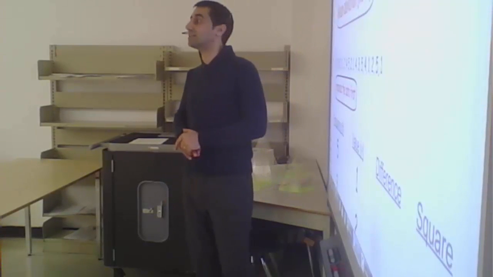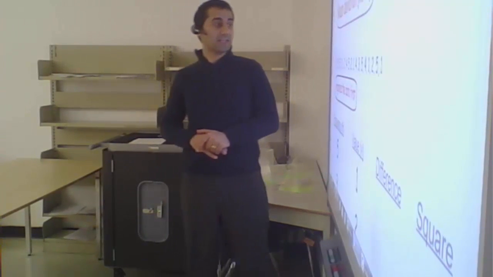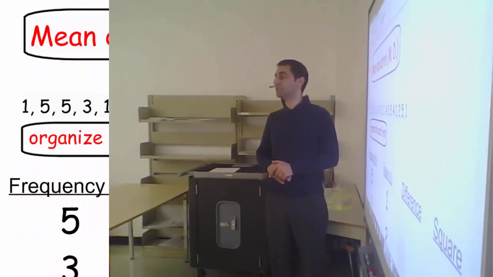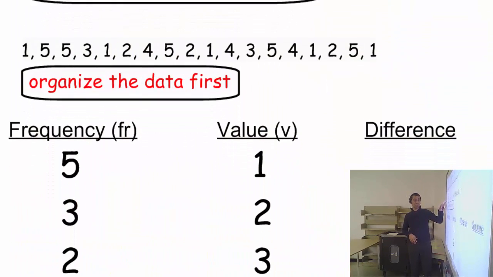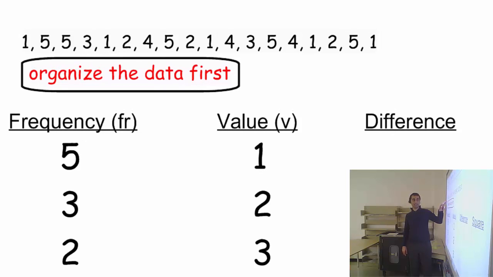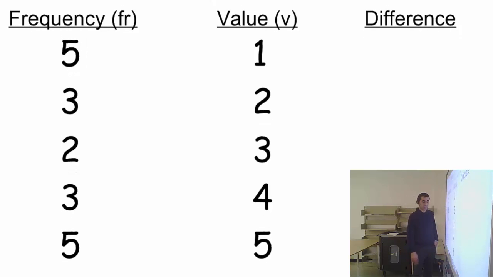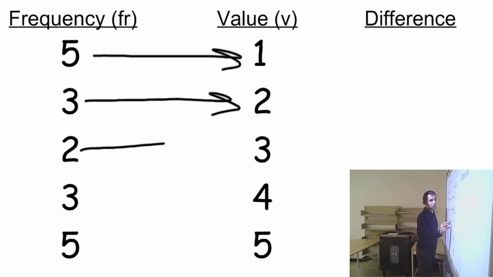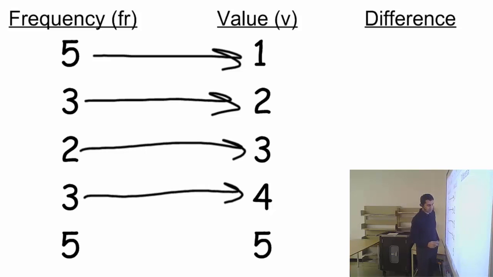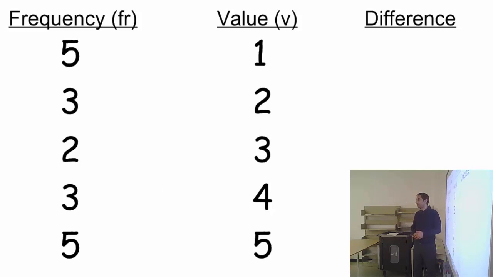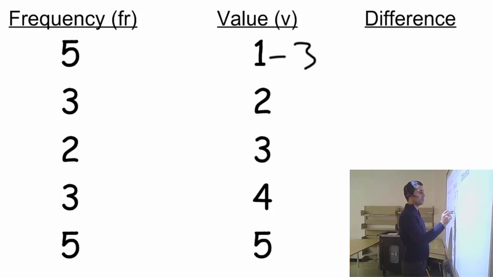So, mean deviation and standard deviation for data that repeats itself frequently. First, we organize the data, right? We did that previously. I know that there are 5 ones, 3 twos, 2 threes, 3 fours, and 5 fives. The mean here, we calculated, is 3. So let's subtract 3 from all of them.